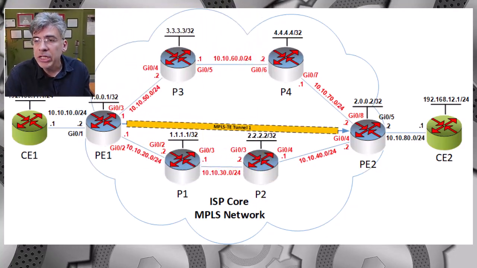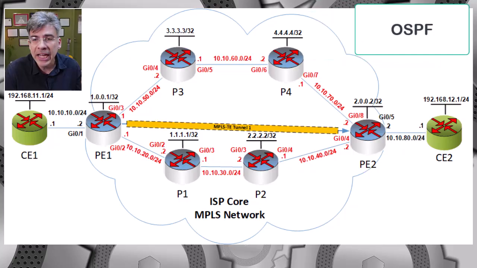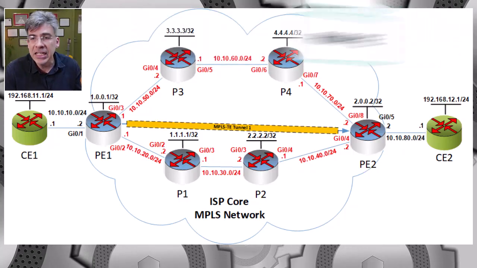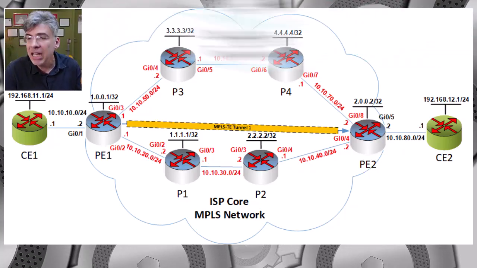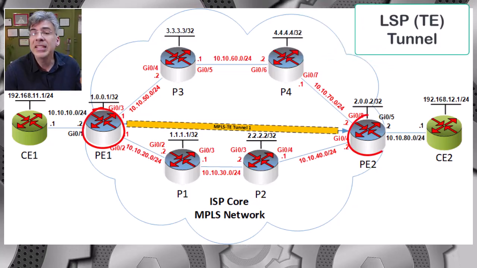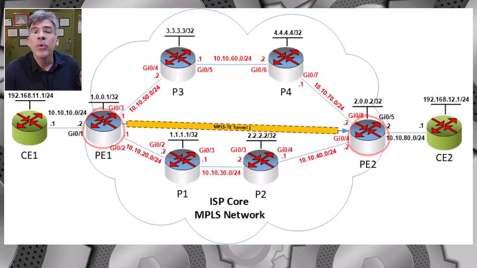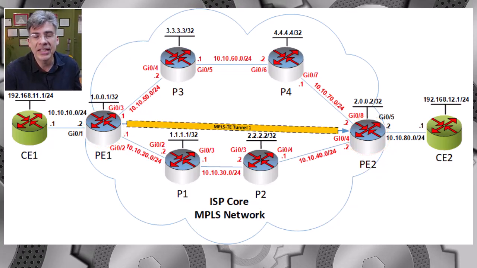Over the past few videos, we've been working on the same topology where we have configured MPLS-TE with an OSPF underlay and RSVP-TE. We've created an LSP tunnel from PE1, which is the headend router, to PE2, the tailend router. Our MPLS-TE topology is up and running with a single tunnel already established.